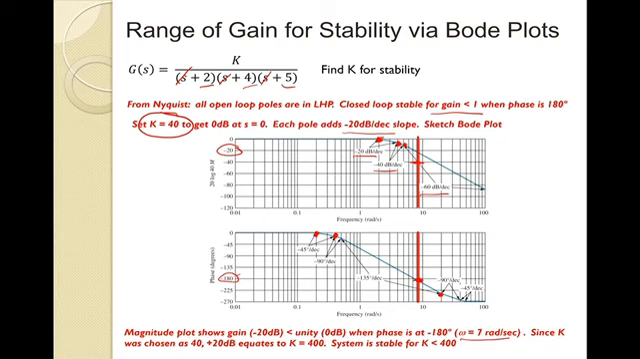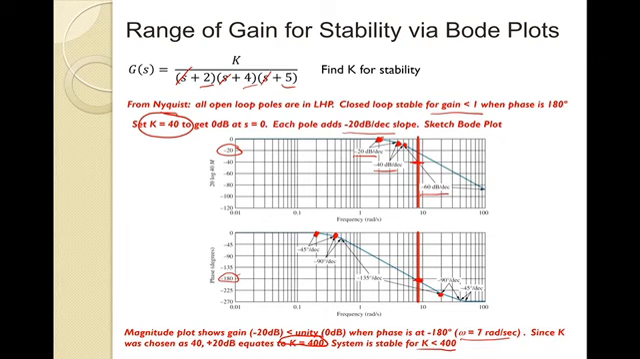So adding plus 20 dB is a gain of 10, so 40 times 10 would result in a K of 400. So the system would be stable as long as we keep that gain K less than 400.